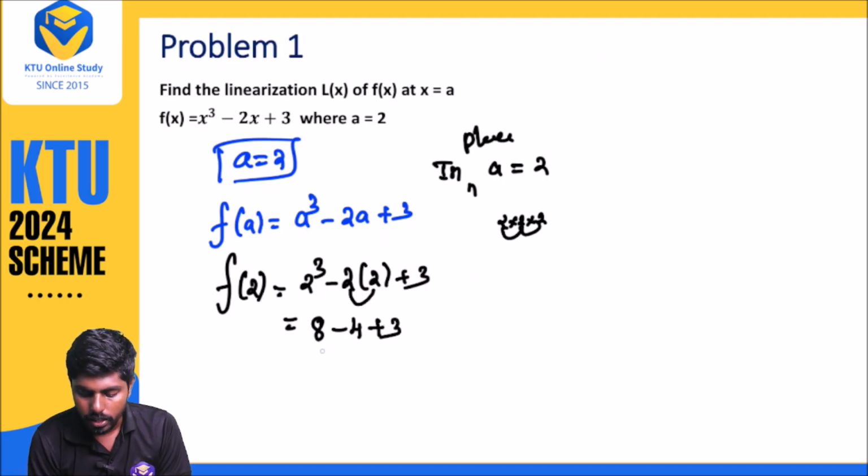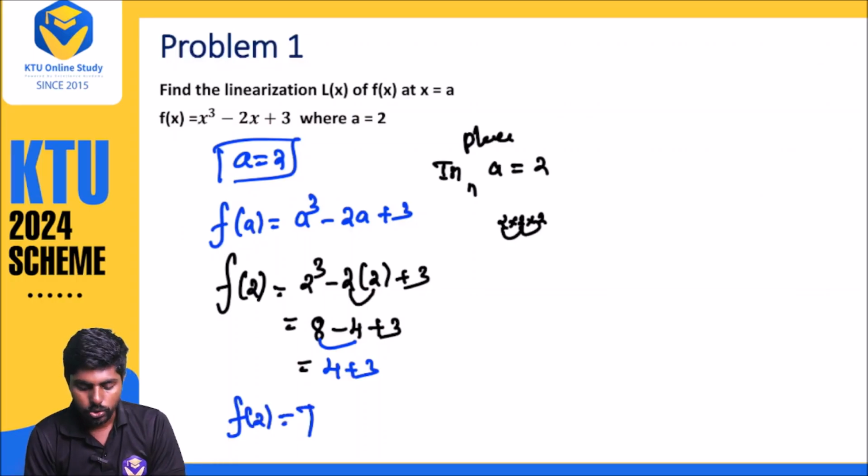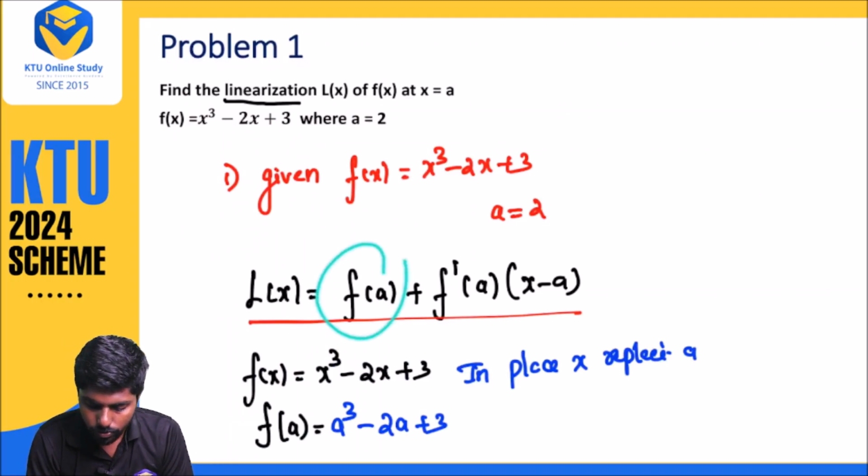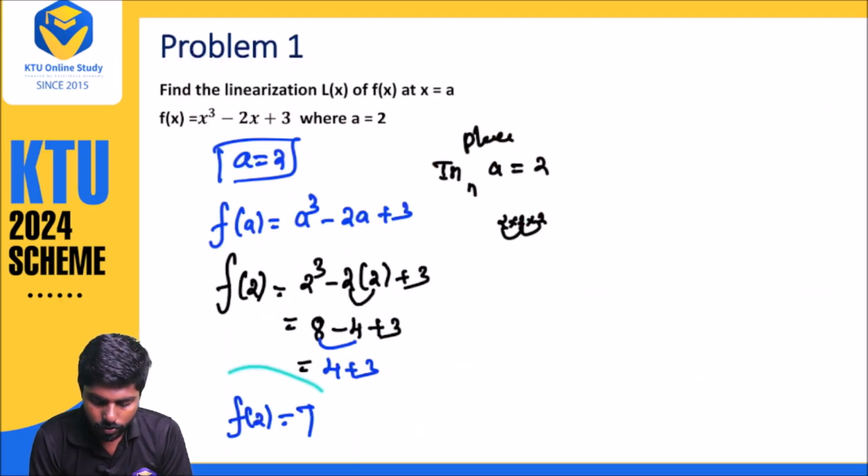So when you subtract 8 minus 4, that is 4, plus 3. So what is f of 2? You will be getting f of 2 as 7. So one of the values we have identified. f of a we have identified as 7.